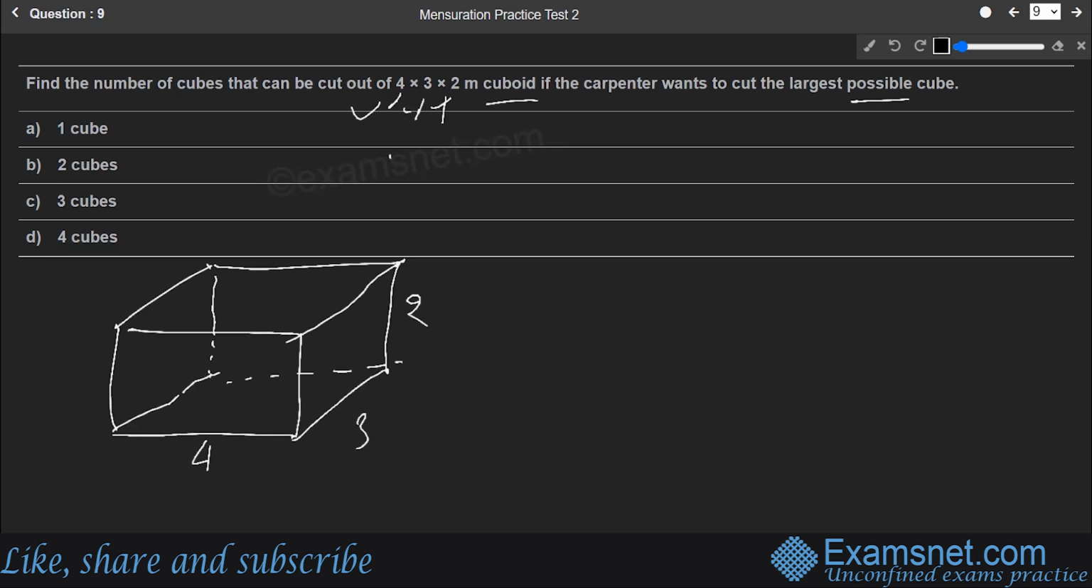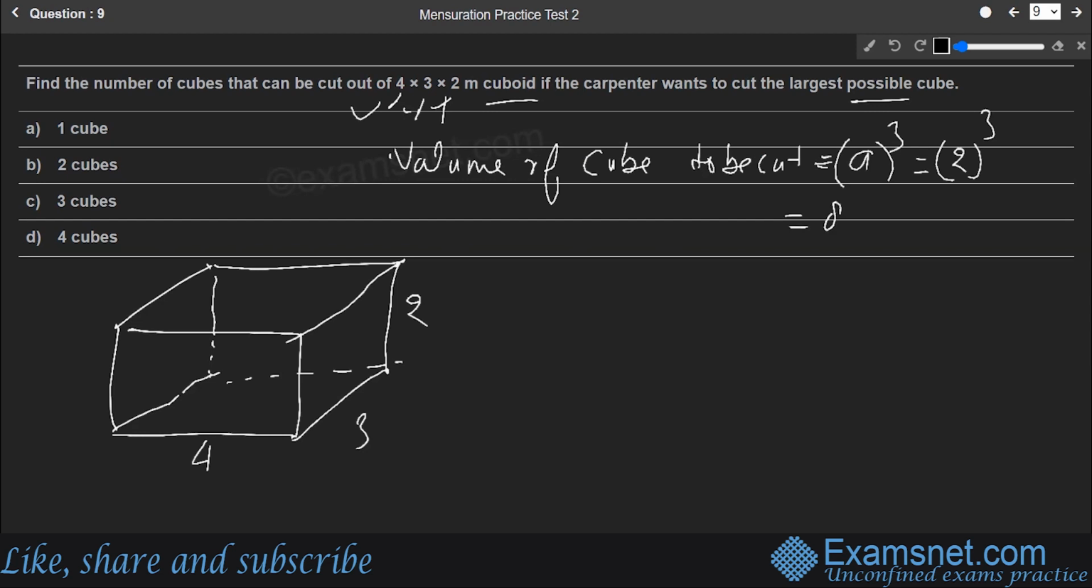So what will be the volume of the cube to be cut? As the dimension is going to be 2, the volume is always given by side cubed, so it will be 2 cubed, equal to 8 cubic meters. So that will be the volume of the cube that is to be cut.